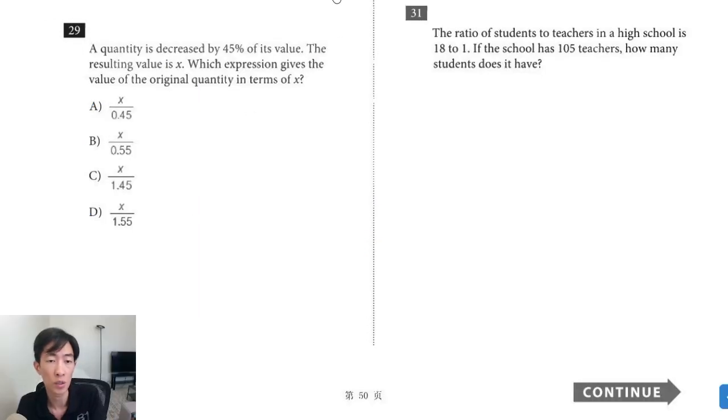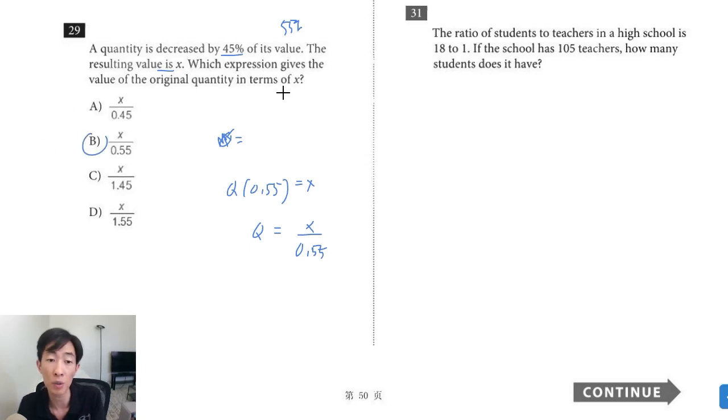Question 29, a quantity is decreased by 45% of its value. The resulting value is x. Which expression gives the value of the original quantity in terms of x? So you should know that when you decrease something by 45%, you're left with 55%, 100 minus 45. So the shorthand way of doing this is you can take the original quantity and multiply it by 0.55, because that's 55% of the quantity, and then you're going to get x. So the question is, which gives the original? I just picked q for the original in terms of x. So basically that means let's get q by itself. So divide both sides by 0.55. Q equals x over 0.55, and so the answer is choice B.